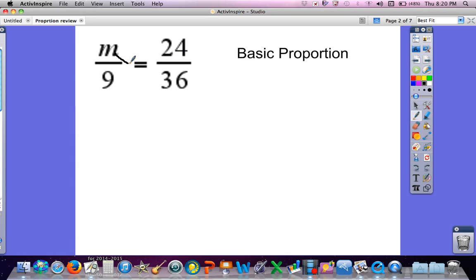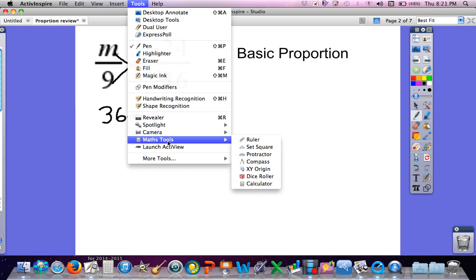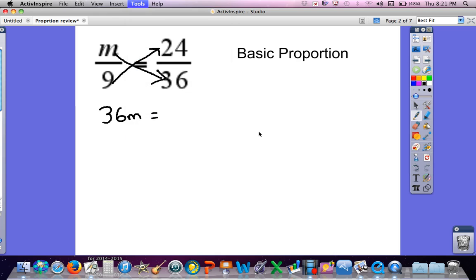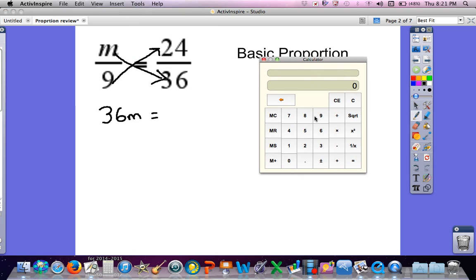So in order to solve this, you do cross multiplication, meaning the numerator, or the top, of one of the ratios multiplied by the bottom of the other ratio, or denominator. M times 36 is 36m equals 9 times 24. We have a calculator, so 9 times 24 is 216.